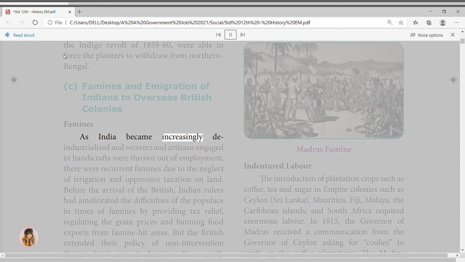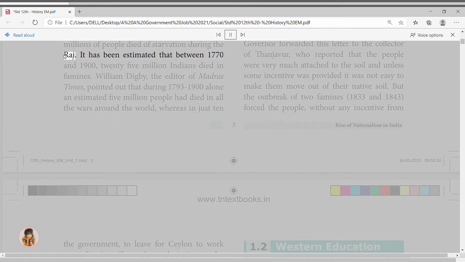Famines and emigration of Indians to overseas British colonies. Famines. As India became increasingly deindustrialized and weavers and artisans engaged in handicrafts were thrown out of employment, there were recurrent famines due to the neglect of irrigation and oppressive taxation on land. Before the arrival of the British, Indian rulers had ameliorated the difficulties of the populace in times of famines by providing tax relief, regulating the grain prices, and banning food exports from famine-hit areas. But the British extended their policy of non-intervention, laissez-faire, even to famines. As a result, millions of people died of starvation during the Raj.